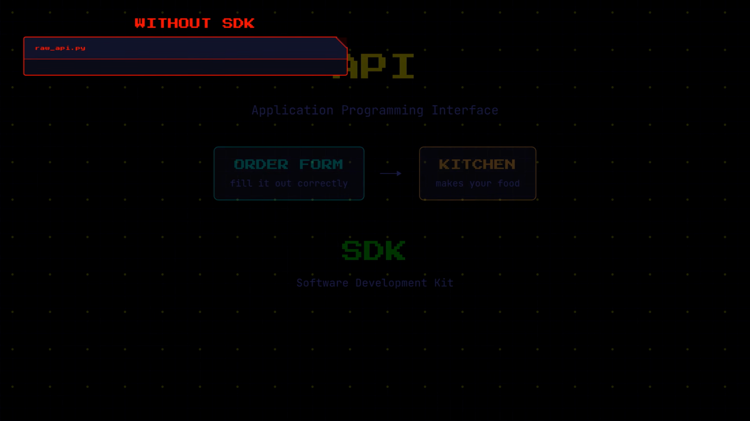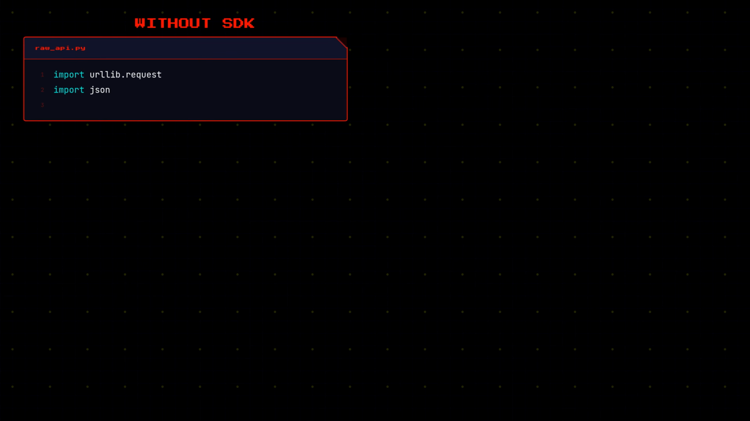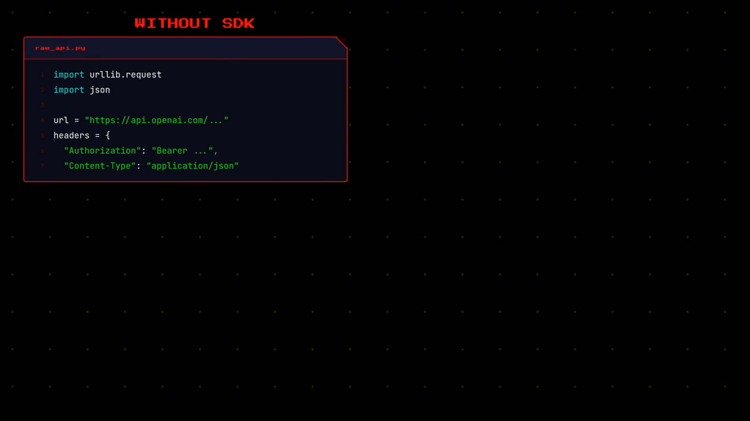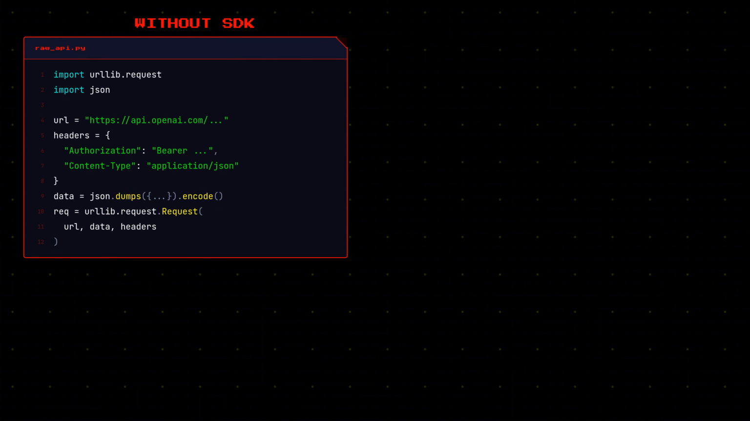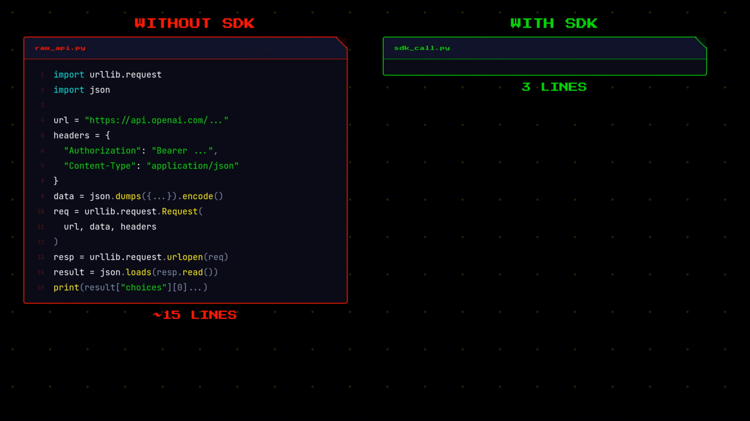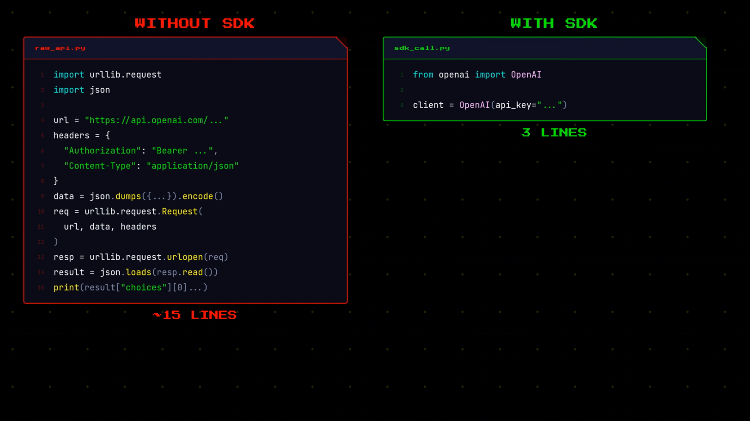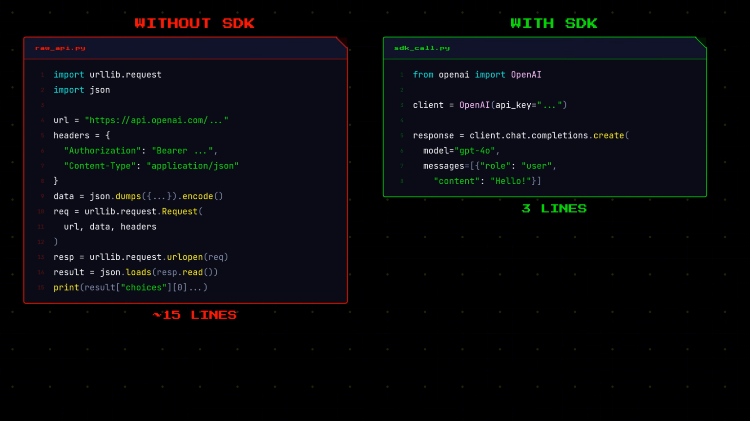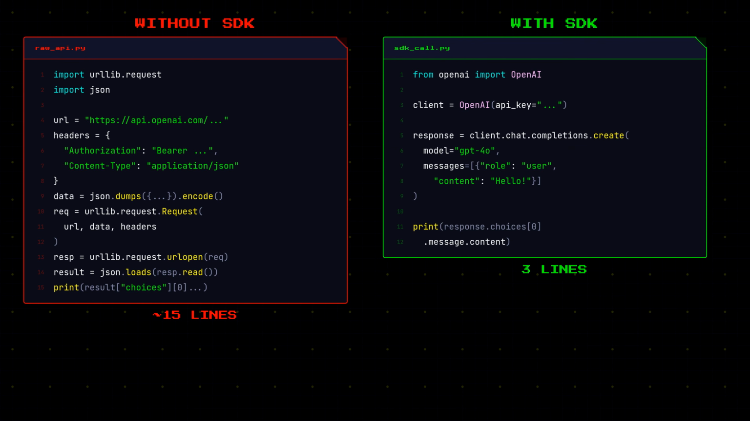Without the SDK, talking to the API looks like this. You import urllib, manually build the HTTP request, set headers, encode JSON, decode the response. About 15 lines of boilerplate just to ask a question. With the SDK, 3 lines. Import OpenAI. Create a client, call chat.completions.create. The SDK handles the HTTP, the headers, the JSON encoding, and error handling for you. Same result, far less noise.